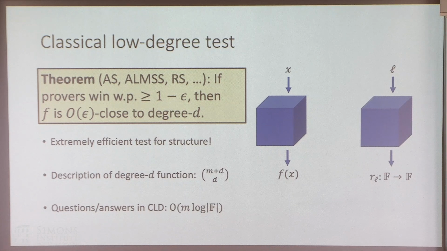So does the O of epsilon depend on field size and D? Oh, yeah, I think there are some lower order terms in terms of the field size. If D over Q is very small, going to 0, then I would ignore that. Okay.